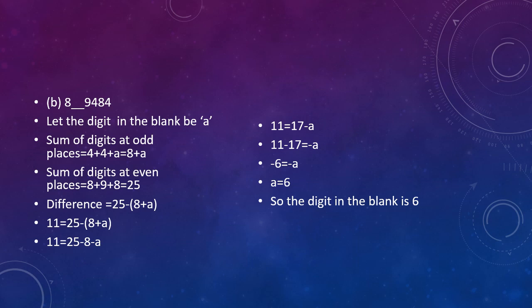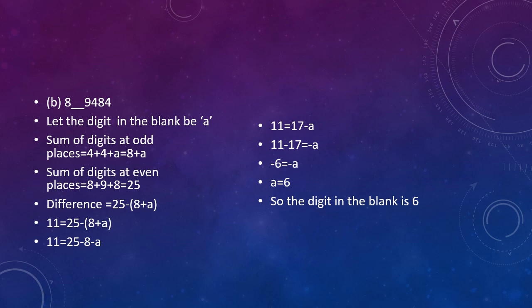Question B. Let the digit in the blank be A. Sum of the digits at odd places is equal to 4 plus 4 plus A, that is 8 plus A. Sum of the digits at even places is 8 plus 9 plus 8, that is equal to 25. Difference is equal to 25 minus (8 plus A). 11 is equal to 25 minus (8 plus A). After opening the bracket, 11 is equal to 25 minus 8 minus A. 11 is equal to 17 minus A.